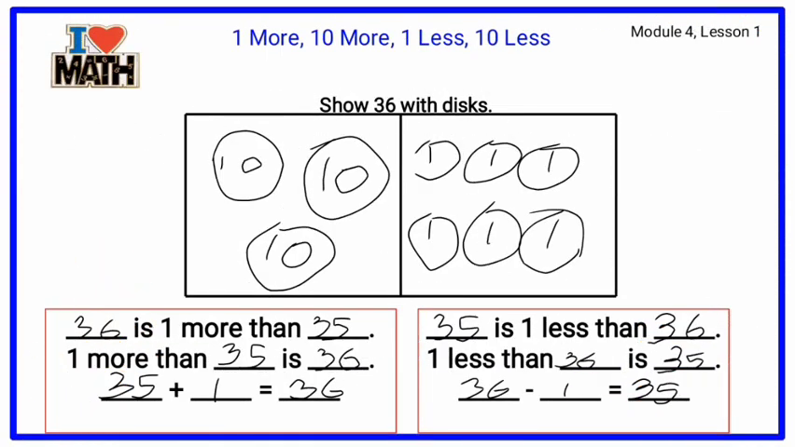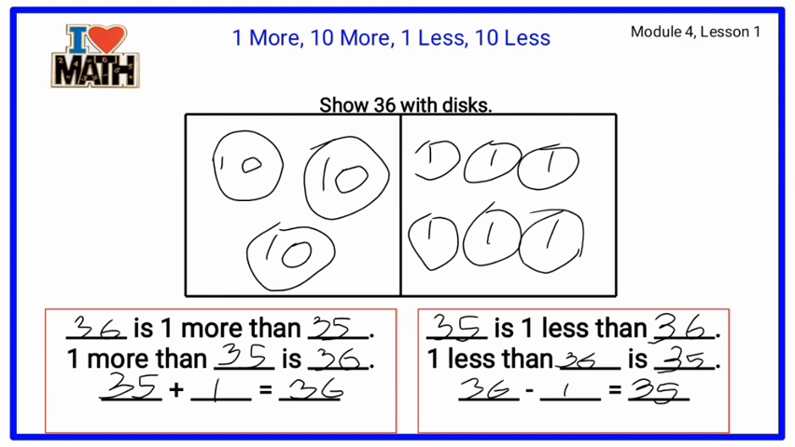Okay. Now look at this. I'm showing 36 with discs. 36 is 3 tens and 6 ones. 36. All right. Now look at this. 36 is 1 more than 35. 1 more than 35 is 36. So 35 plus 1 is 36.